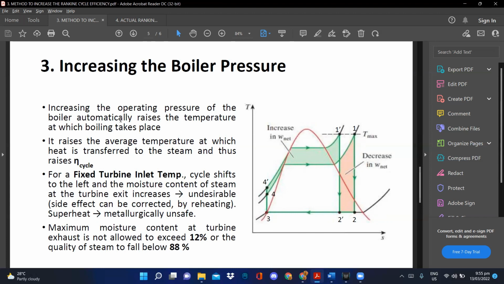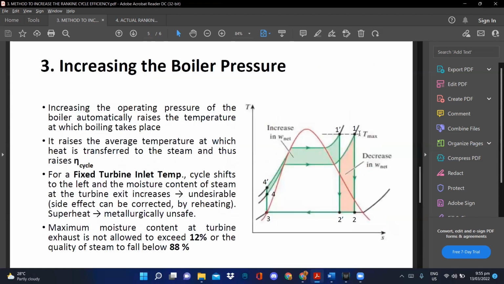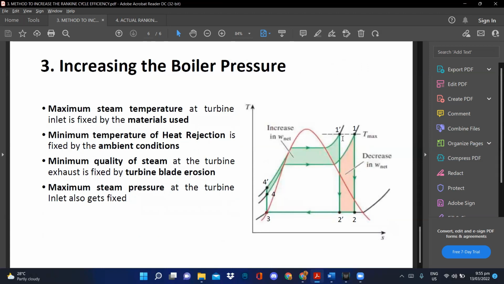So ibig sabihin, sabi daw dito, increasing the boiler pressure raises the temperature at which the boiling takes place. And if it increases the boiler pressure, ano sabi ko sa inyo kanina, it will add on the superheating process. Therefore, your point 1 would increase. So your superheated steam increases. Okay? So ayun yun.